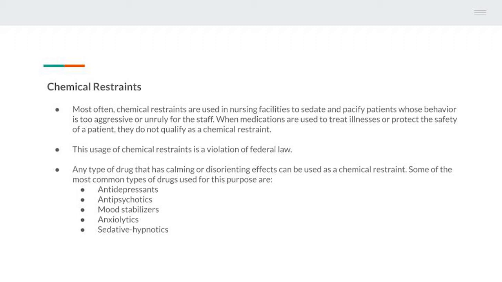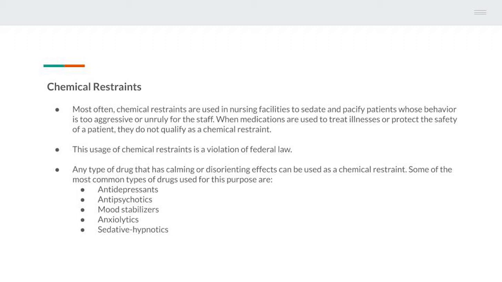Now, chemical restraints are used in nursing facilities to sedate or pacify patients whose behavior is too aggressive or unruly for the staff. When medications are used to treat illnesses or protect the safety of a patient, they do not qualify as chemical restraints. The usage of chemical restraints is a violation of federal law. So any type of drug that has a calming or disorienting effect can be used as a chemical restraint.